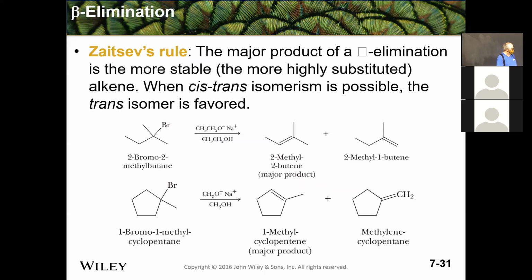Okay, so in 2-bromo-2-methylbutane, we have two different sets of beta hydrogens. We have 3 equivalent hydrogens on this carbon here, and then we have 2 beta hydrogens here. So this is the alpha, the next one over is the beta. That means we could form a double bond here, or this would be the same double bond if we formed it here, or we could form it here. So there's 2 products we could get.